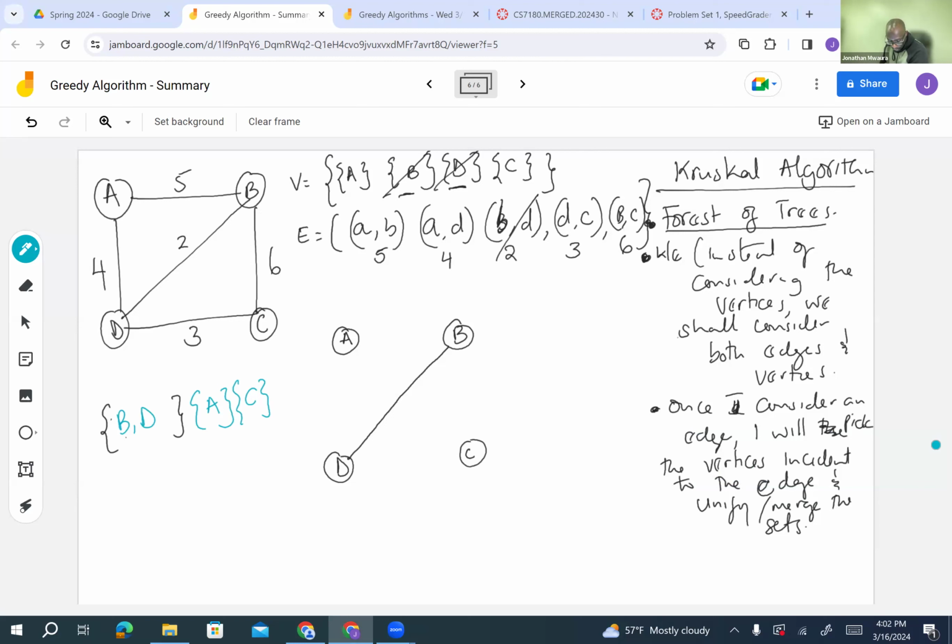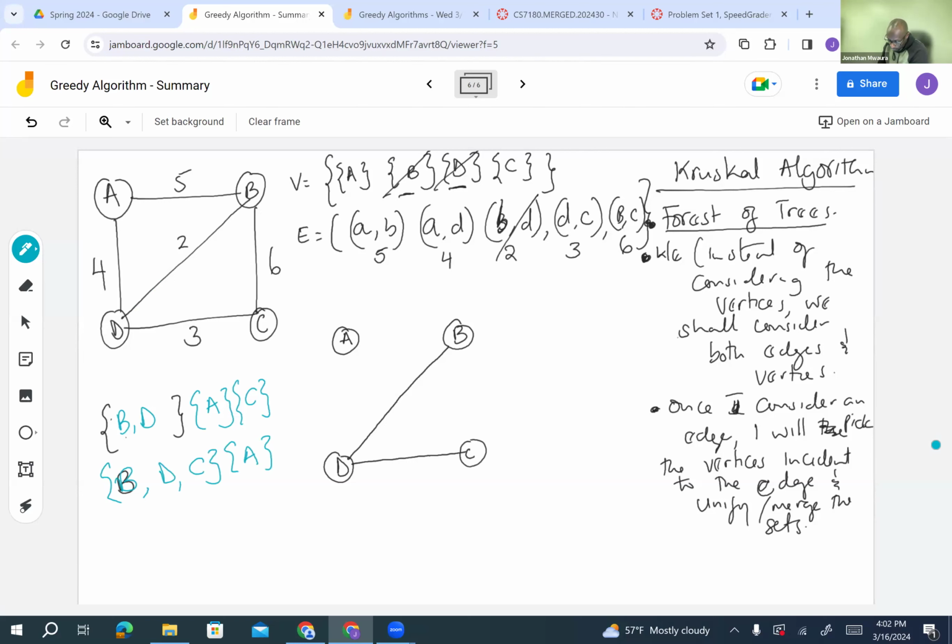BD is on its own set. C is on its own set. So now we're going to create DC here. By creating DC, we found BD to be on its own set, C to be a set by itself, so we'll merge them. We have B, we have D, and we have C. And now we have A here on itself.